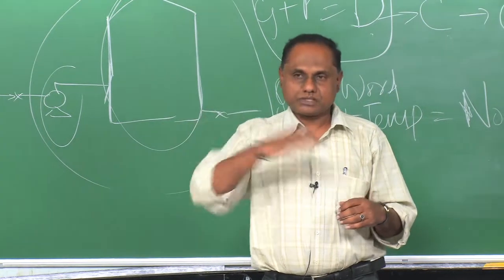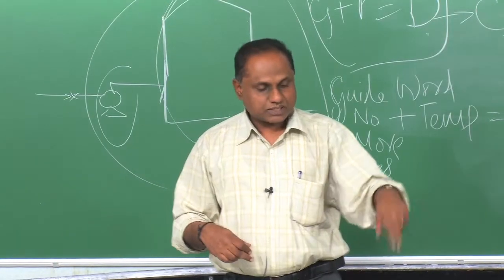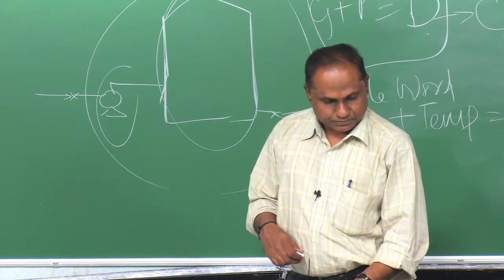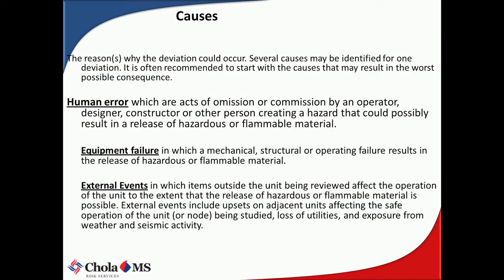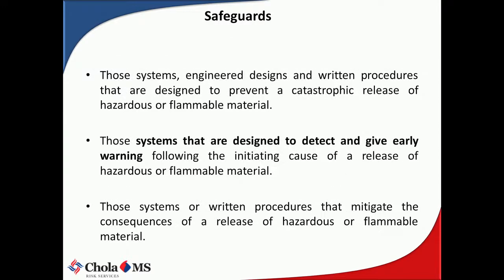Then reverse, possibility of reverse flow. Then other than, like instead of transferring A material, you're transferring B material. So these are the main guide words that will be used. The causes can be due to human error, or equipment failure, or external events like fire from a nearby tank. So these are the causes that can happen. Consequence: guide word can lead to this, as I have shown you. Then safeguards are those that detect, or minimize or mitigate the consequence.